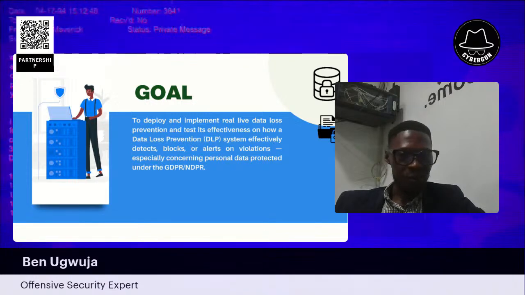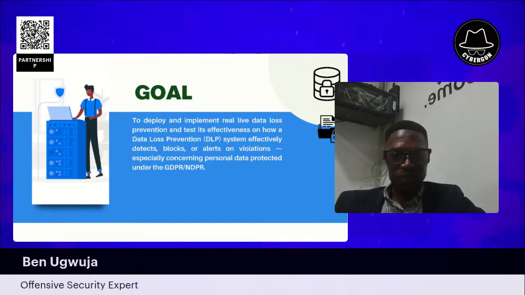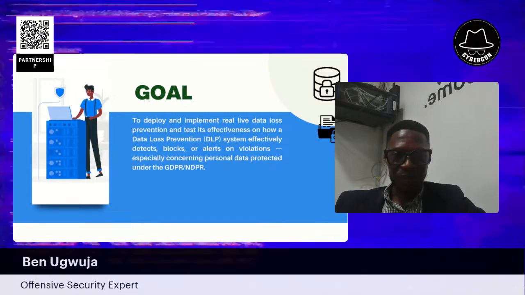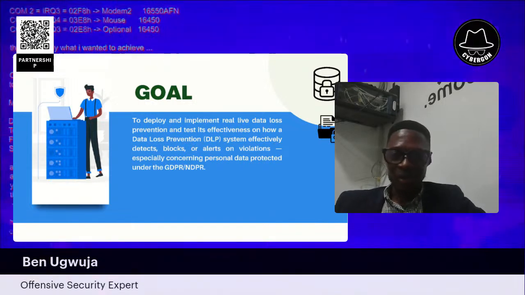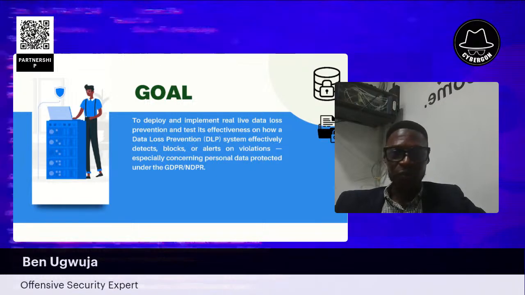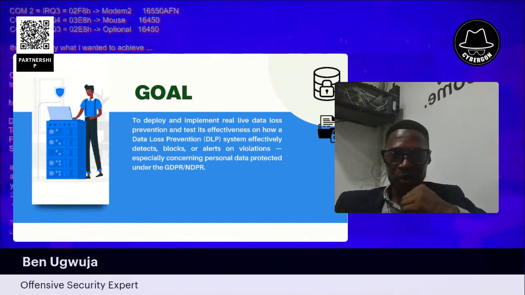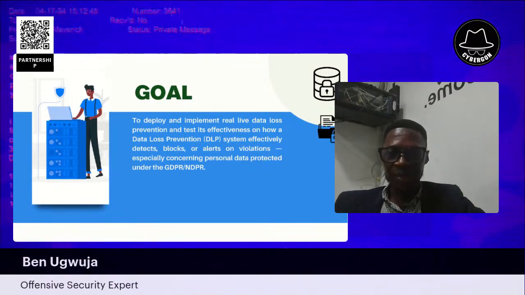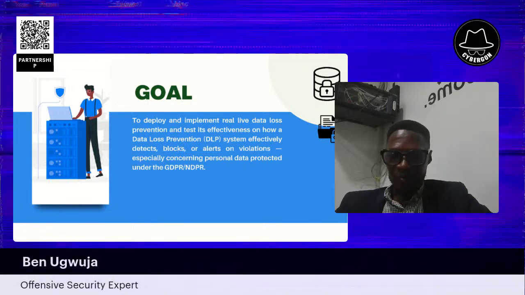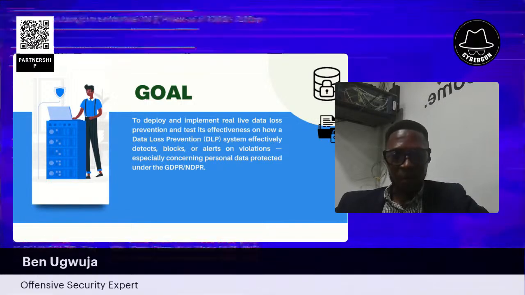So we're going to be talking about the implementation. Okay, the implementation. Of course, you don't just implement and forget about it. You have to prove it's working according to GDPR. So GDPR, the NDPR, HIPAA, ISO 27001, all of them conform to this code. Okay, so what we want to do here is to deploy and implement real-life DLP solutions and also test its effectiveness on how it can detect, block, and alert on violations.